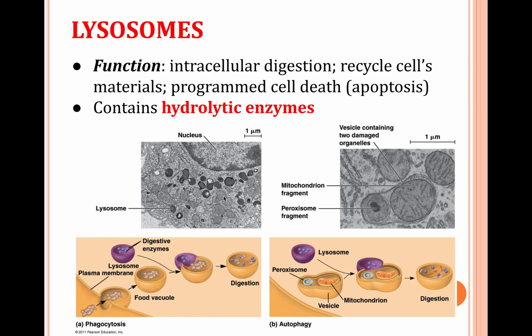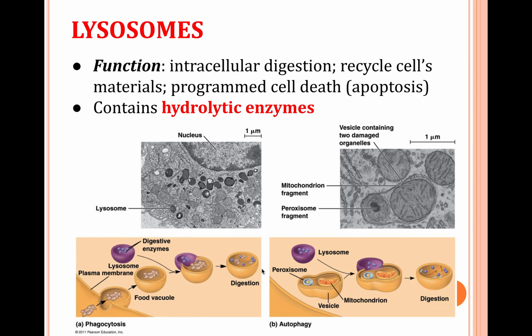You can see here in these images, microscope images of lysosomes, and on the right side picture right here that I'm pointing to, you will see some damaged organelles that have been engulfed by the lysosome or fused with the lysosome. So you see part of a peroxisome and part of a mitochondrion, and those are worn out cell parts that are being broken down and recycled by the lysosome.